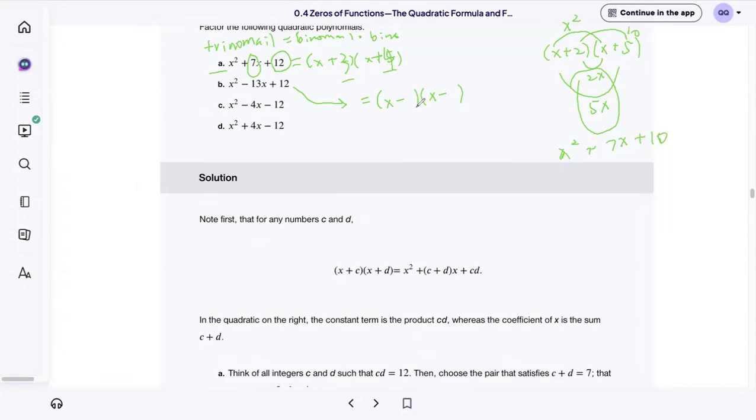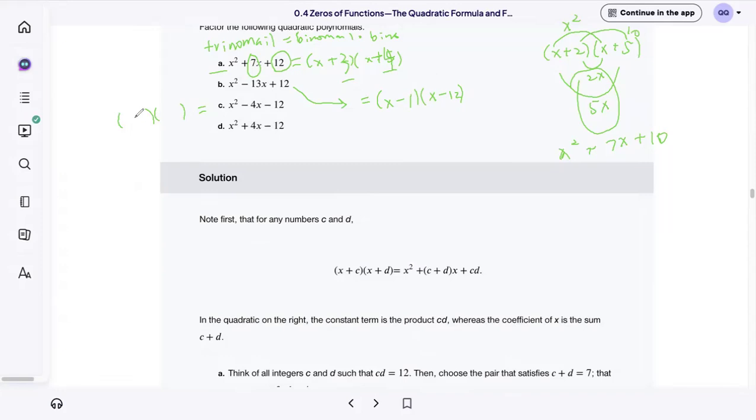Then when we add, we get negative 13. When we multiply, we get a positive 12. Well, that should be negative 1 and negative 12, right? When we multiply negative 1 with negative 12, we get a positive 12. When we add negative 1 to negative 12, we get negative 13. So same thing for this one.